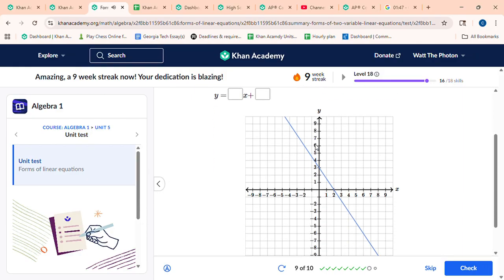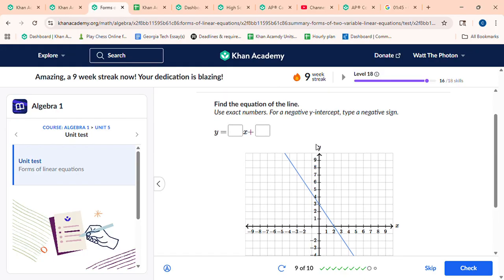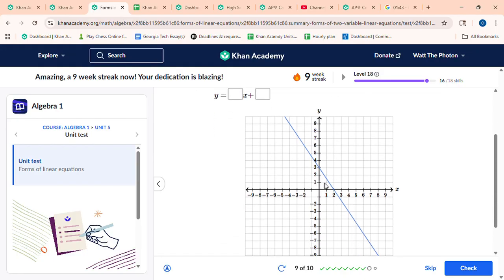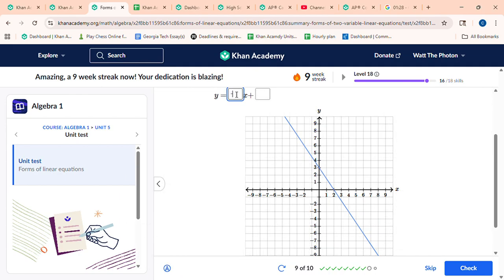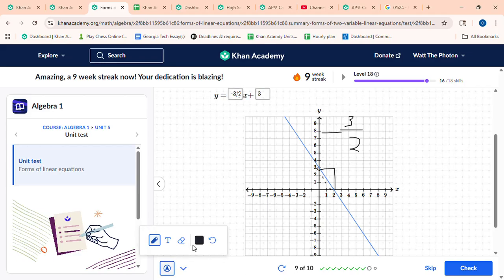Find the equation of the line. We get negative... yeah, get right on this one. The slope goes over 2, down 3, so negative 3 over 2, negative 3 divided by 2. And plus 3. Let's see if this is right. So flip a few numbers since we have x equals 0, y equals 3. Good job.